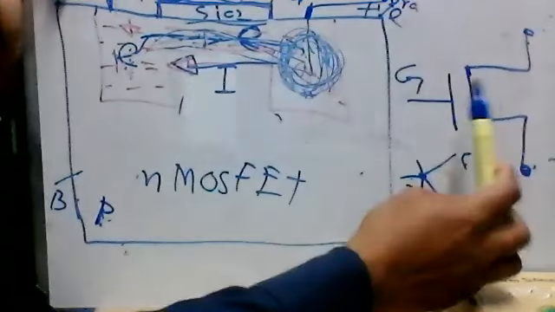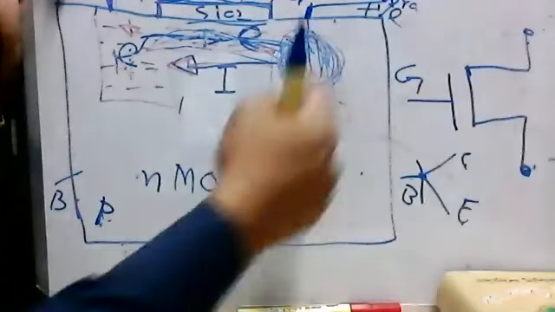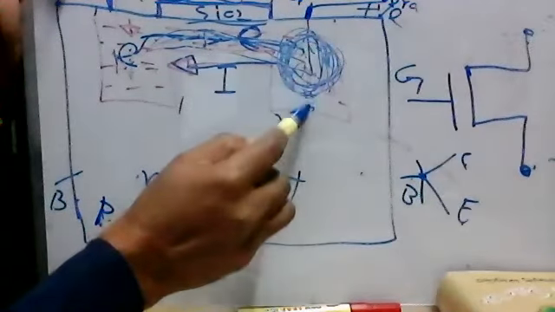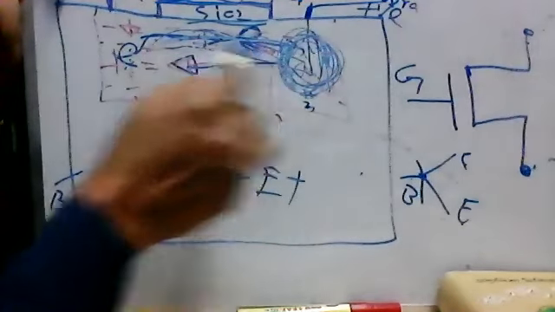And now look at here. In here there is a gap. You see, there is a space here. That means there is a gate. Gate is separating from those. You see, these are connected. This is source and drain. These two are connected by a channel here, which is electrons. They are connected by a channel here.